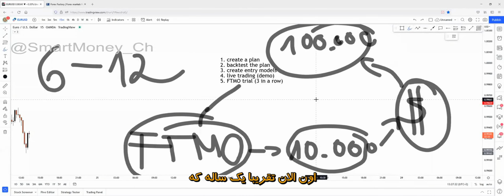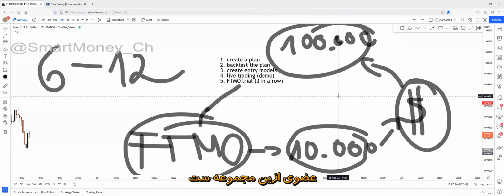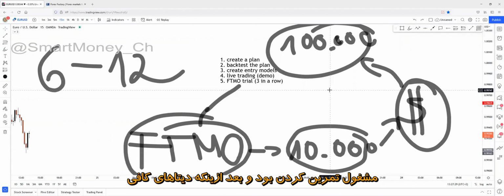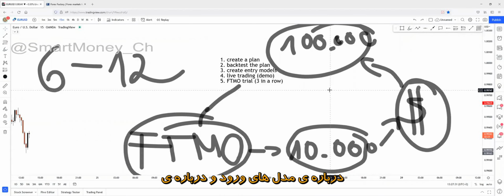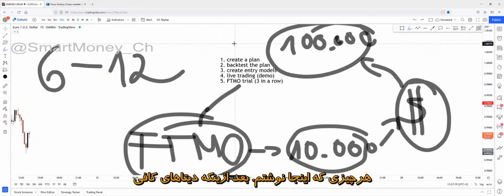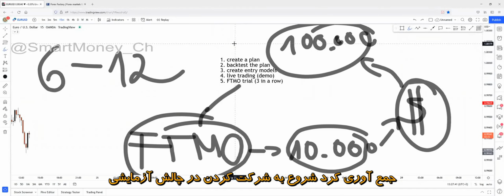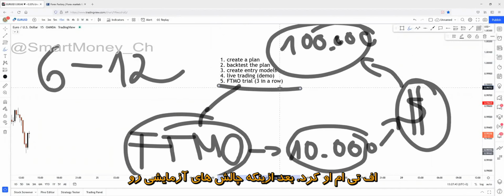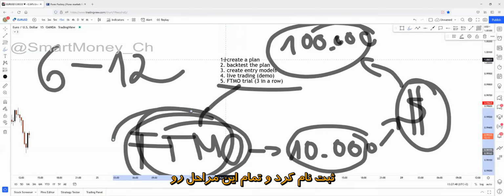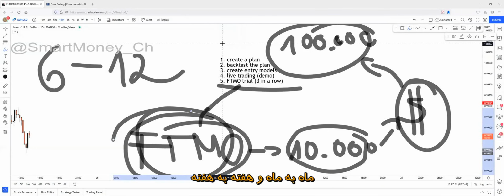He's been part of this community for almost a year now. And he was practicing for 6, 7, or 8 months. After he gathered enough data about the entry models, about the plan, about anything that I drew here, he started to apply for the FTMO trials. After he completed the FTMO trials, 3 in a row, he applied for a Roya challenge. And he went through all of these steps. And look at him now. He's making consistent payouts month by month, week by week, and he's making lots of money from Forex trading.